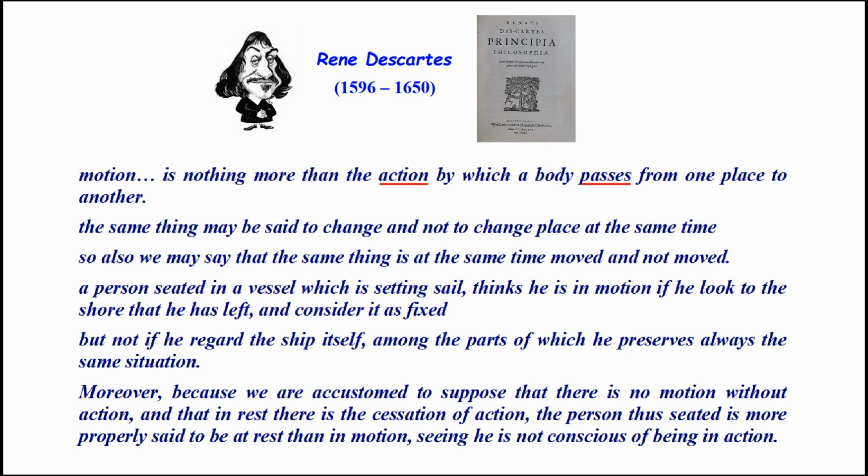That's what he said. But how does he justify it? Well, he justified something else. He's giving you here a little clue on how he's reasoning this. It says the same thing may be said to change and not to change place at the same time. So how can that possibly be? It says, so also we may say that the same thing is at the same time moved and not moved. Okay, how does he justify this? He says, a person seated in a vessel which is setting sail thinks he is in motion if he looks to the shore that he has left and considers it as fixed, but not if he regards the ship itself, among the parts of which he preserves always the same situation.